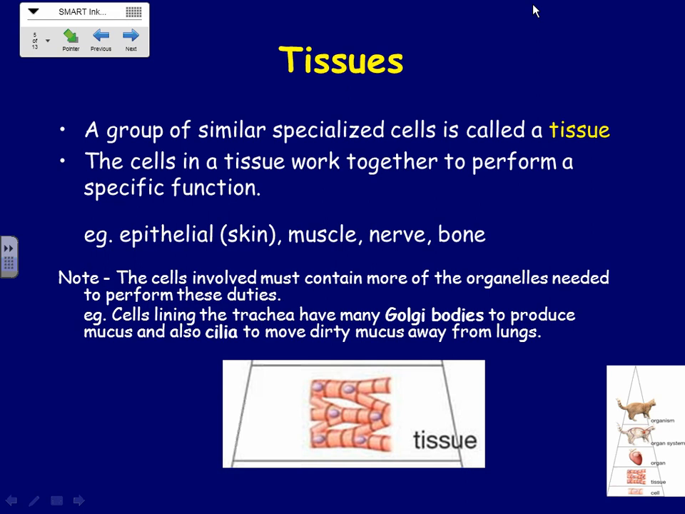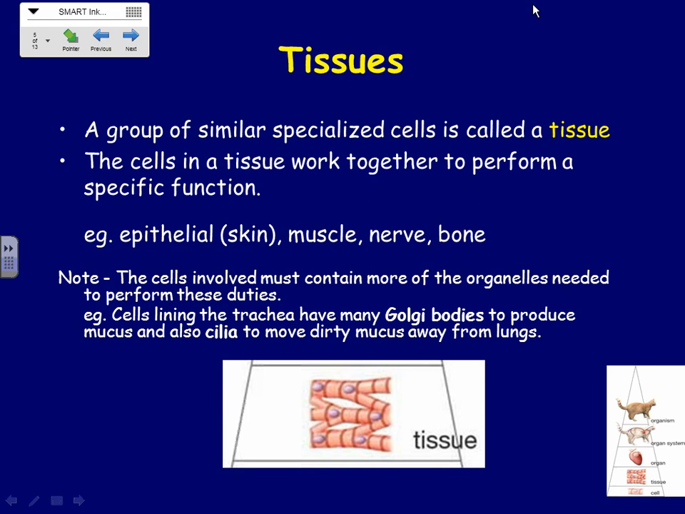Muscle cells for movement, obviously. Nerve cells for sensing, and bone cells for structure, so that our body has a structure. The cells involved must contain more organelles needed to perform these duties. Cells lining the trachea have many Golgi bodies to produce mucus, and also cilia to move dirty mucus away from the lungs. So the trachea is that main tube that runs down to your lungs.